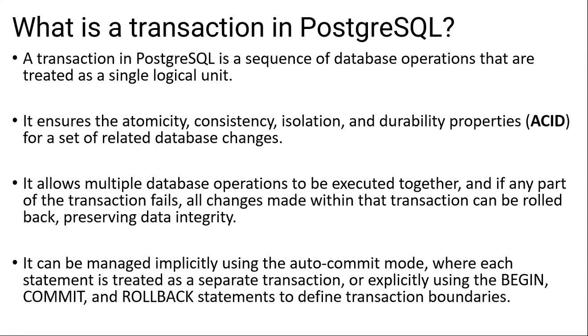It allows multiple database operations to execute together, and if any part of the transaction fails, all the changes made within the transaction can be rolled back, preserving data integrity. It can be managed implicitly using the autocommit mode, where each statement is a separate transaction, and explicitly using BEGIN and COMMIT or ROLLBACK statements to define transaction boundaries.